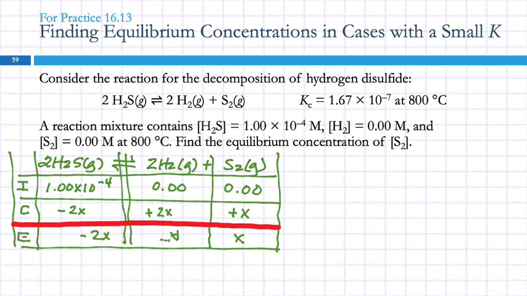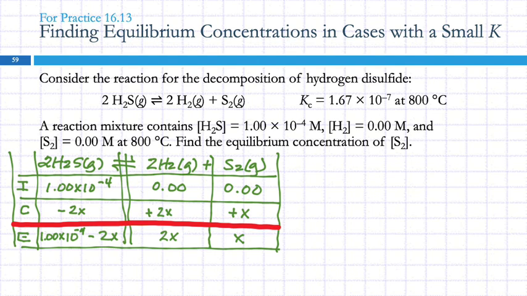So this is 1.00 times 10 to the minus 4 minus 2x. Oh, well, funny things happen sometimes. So I kind of cheated. Does that make sense to everybody?